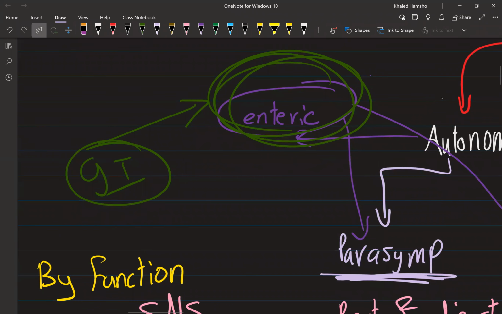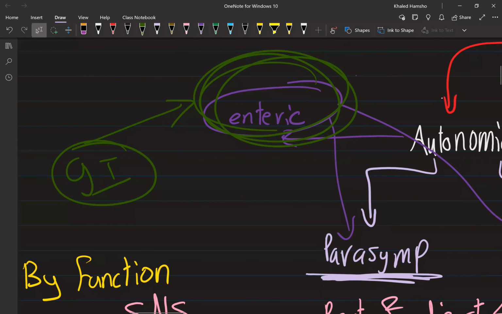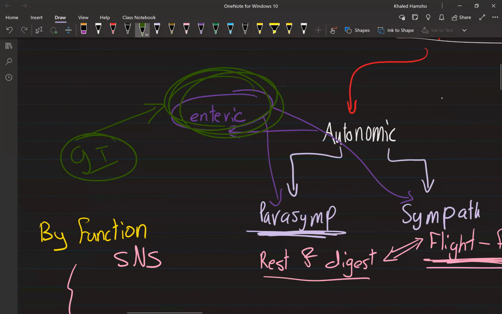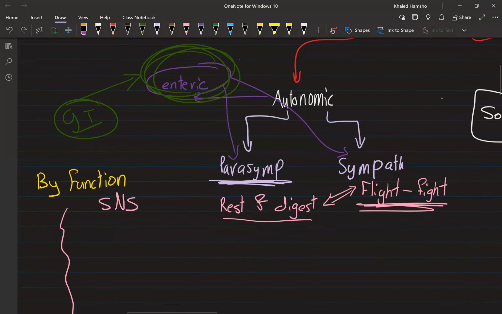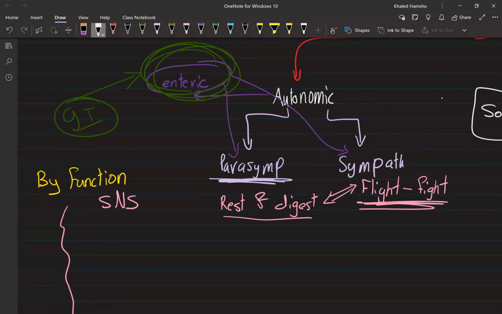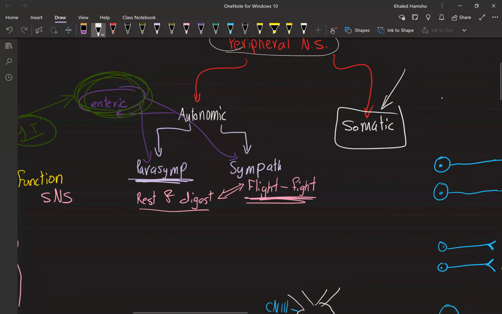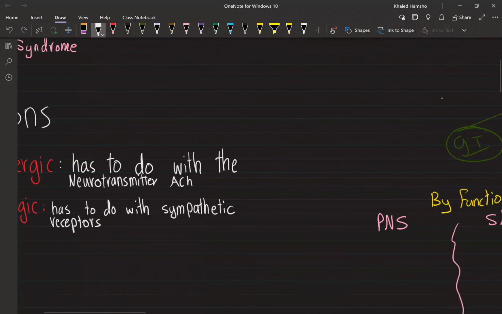Basically, the stomach has its own set of neural networks that are independent. We don't really have to deal with this, but just know that it's technically sort of part of the autonomic nervous system. At least that's what Dr. Abdul Jabbar classified it as. So now that we've covered this portion, let's go to the functions.